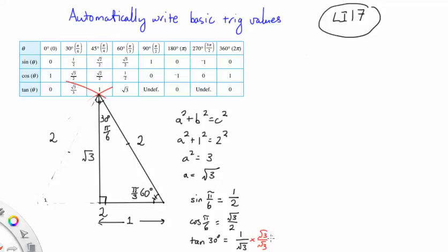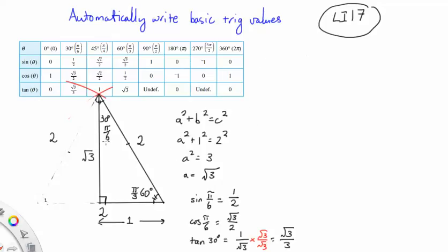And that gives us, well, 1 times root 3 is root 3. Root 3 times root 3 is 3. There's our value there. You need to know that 1 on root 3 is the same as root 3 on 3. You need to know that these are equivalent. Let's see, what else? Shall we do one more? Let's do one more. Let's do tan of 45.